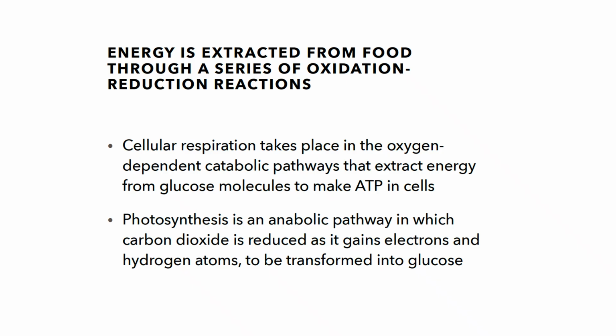In cellular respiration, oxygen-dependent catabolic pathways extract energy from glucose to produce ATP. During this process, glucose is oxidized as it loses electrons. In contrast, photosynthesis is an anabolic pathway in which carbon dioxide is reduced by gaining electrons and hydrogen atoms to form glucose. Together, these processes demonstrate how redox reactions drive energy transformation in living systems.